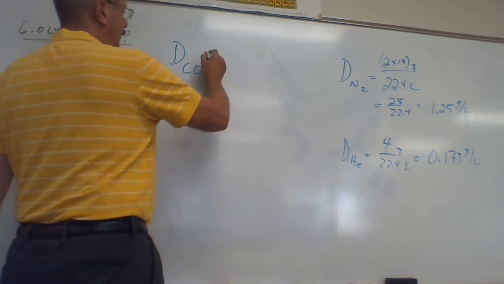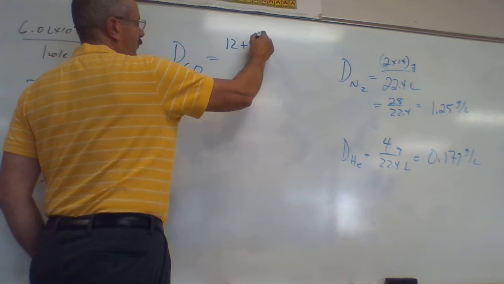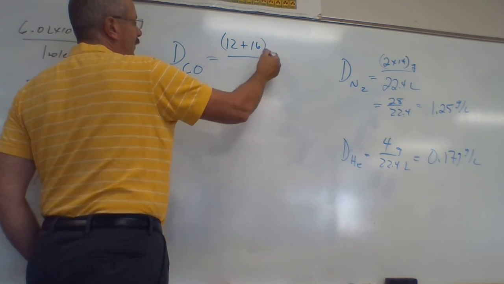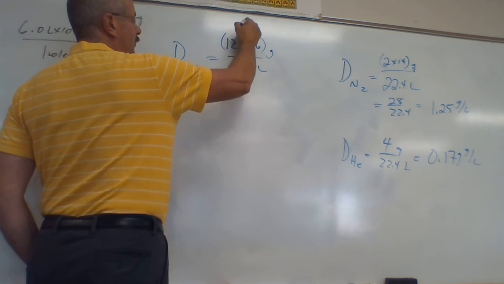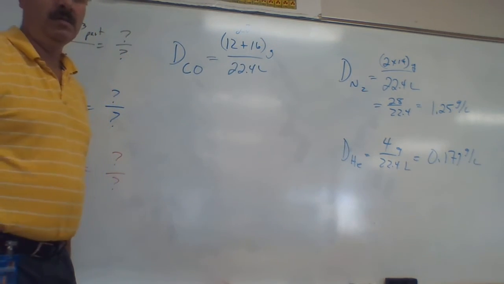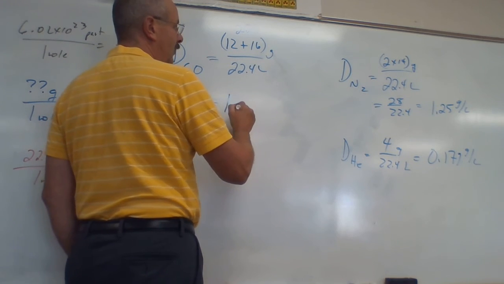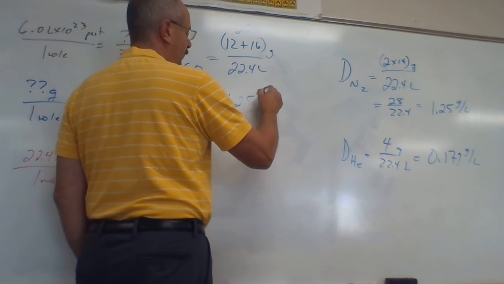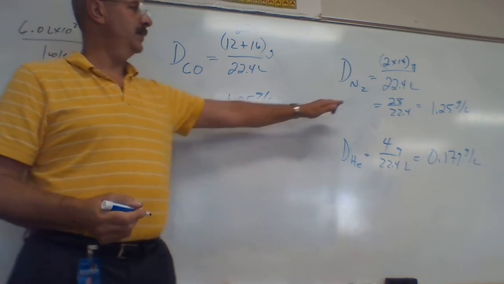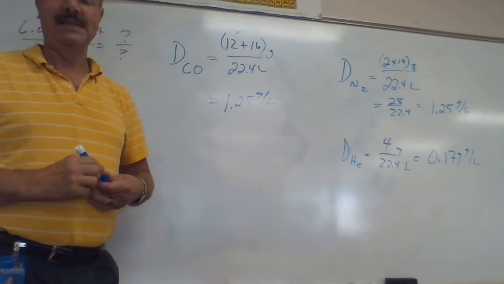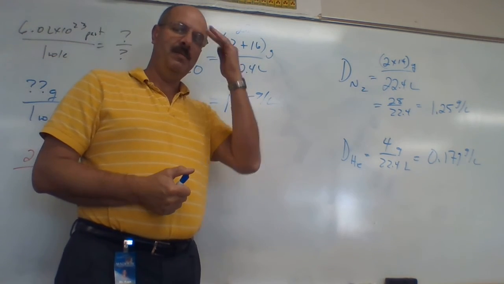So we do the molar mass of this. There's 1 carbon, so that's 12, plus 1 oxygen, that's 16, and then we're going to go 22.4 liters. So these two add up to 28 grams. If you figure out that density, it turns out to be 1.25 grams per liter. How does that relate to the density of the nitrogen in the air? It's the same thing.